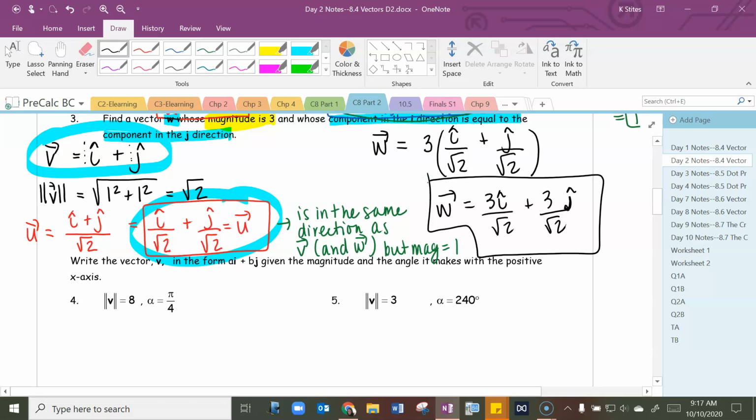Again, in order to find the unit vector, we take our vector and divide by its magnitude. And then that unit vector, since it has a magnitude of 1, I can just go ahead and multiply by the magnitude I want, 3, to get vector W. Good times.